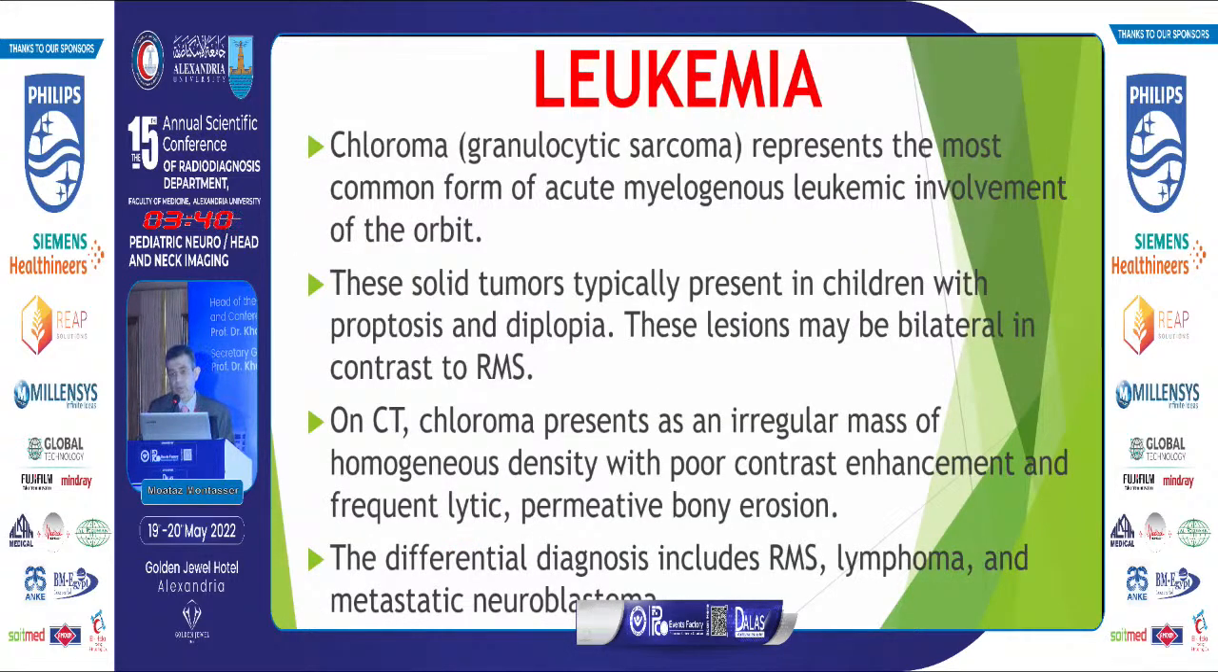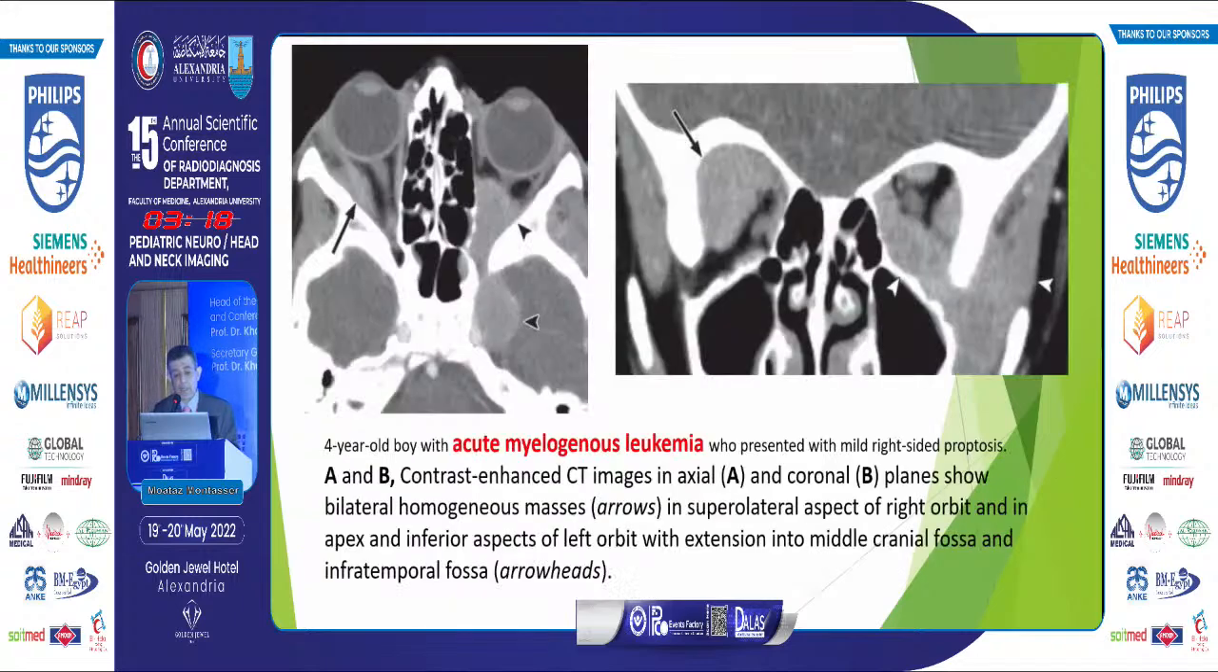Leukemia can also involve the pediatric orbit, especially the granulocytic sarcoma. It is the most common form of acute myelogenous leukemic involvement. These solid tumors typically present in children with proptosis and diplopia. They are usually bilateral, opposite to the rhabdomyosarcoma, which is unilateral.